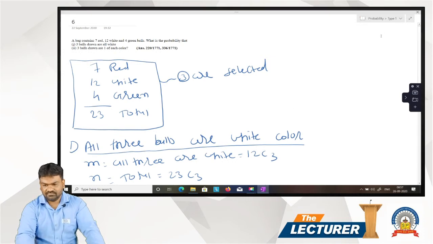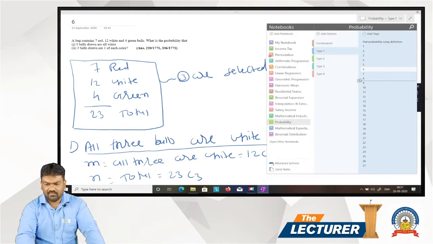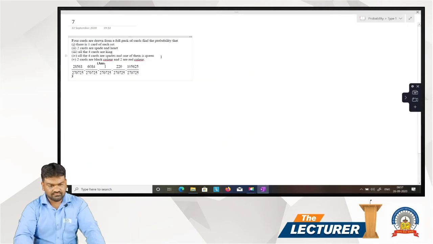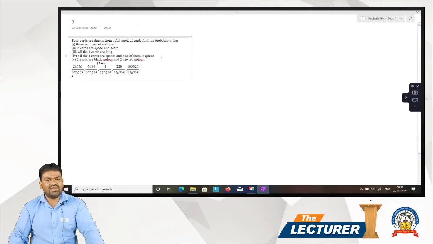Next example, example number 7. 4 cards are drawn from a full pack of cards. Find the probability that there is one card of each set. દરેક સેટમાંથી એક કાર્ડ સિલેક્ટ થાય. 2 cards are spade and 2 are heart.